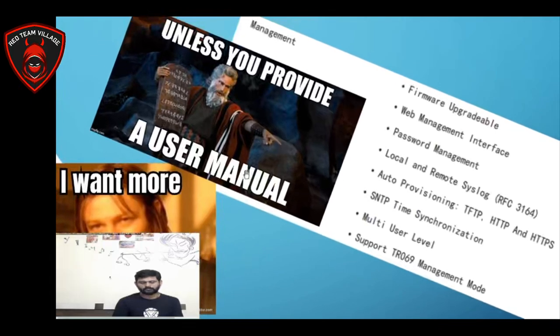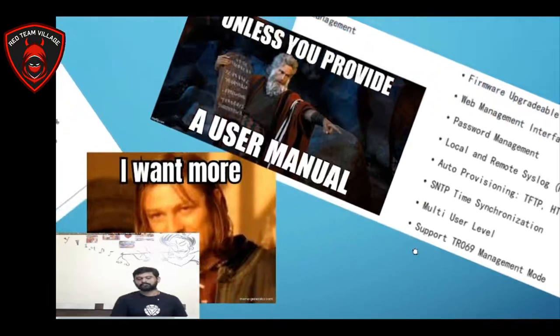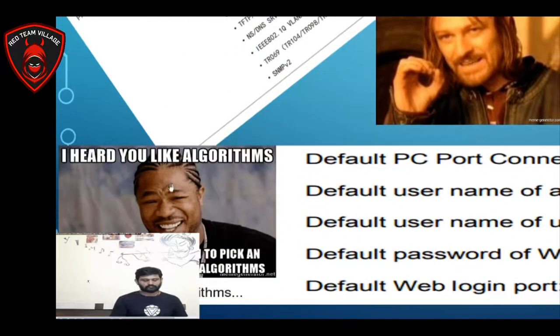And here is a user manual. That user manual tells us that the firmware of the device is upgradable. The device has password management, local and remote syslog, and auto provisioning using TFTP, HTTP and HTTPS, and also multiple user levels. So even if the owner of the device has changed the password from admin, admin to admin, admin@123, which is guessable, there could still be multiple users like support or tech. You may generally find this kind of user inside the product, and their password will be the same as the username. So you can identify this from the manual itself.